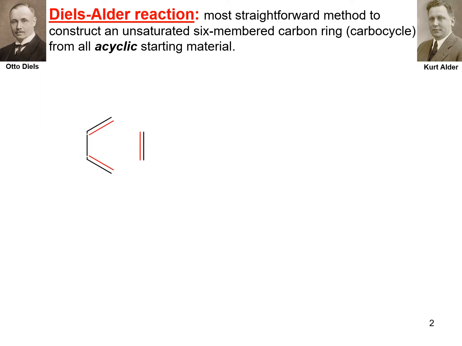The simplest example of the Diels-Alder reaction is shown here with 1,3-butadiene and ethylene. The Diels-Alder reaction always involves a conjugated diene, which normally, of the two partners, is the most electron rich, so we can call that the nucleophile. The other partner is referred to as the dienophile, and normally it's electron deficient, and it could either be an alkene or an alkyne. In this case, it's an alkene.